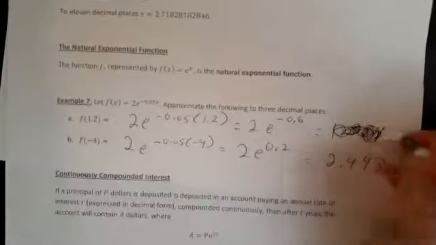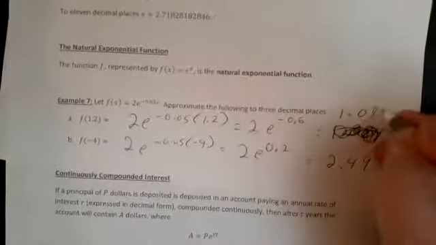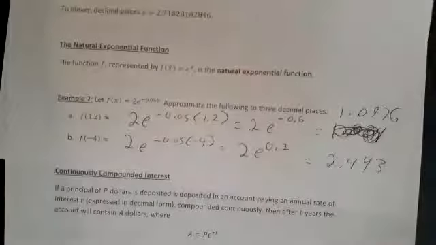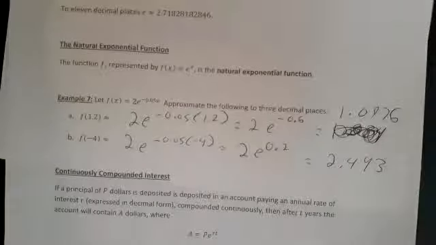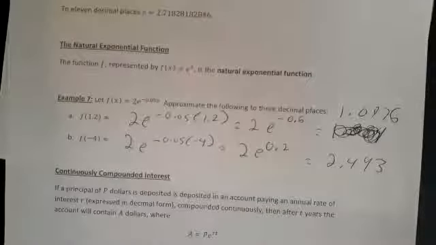Okay. So this one should be 1.0976. This one should be 2.443. That one's correct. Any questions about this? Okay.